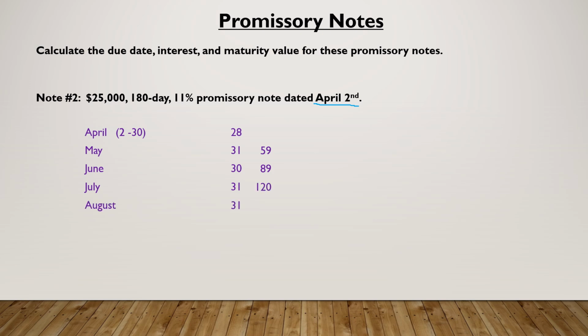August also has 31 days. Now we're at 151 days. After August, we have September. To get to 180 days, we only need 29 days in September. So the maturity date is September 29th.